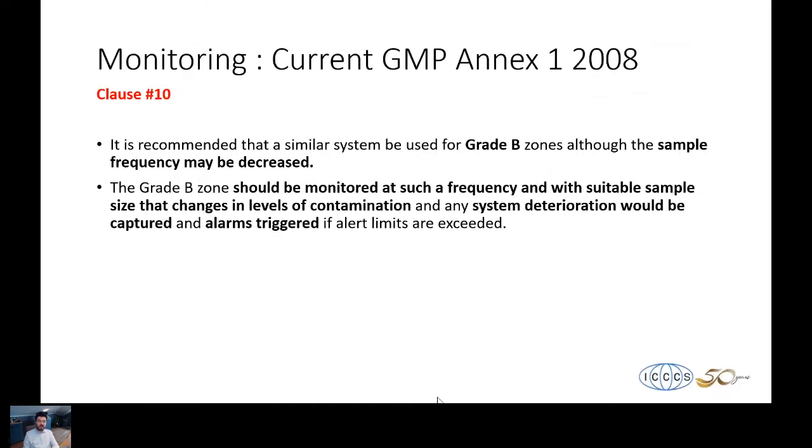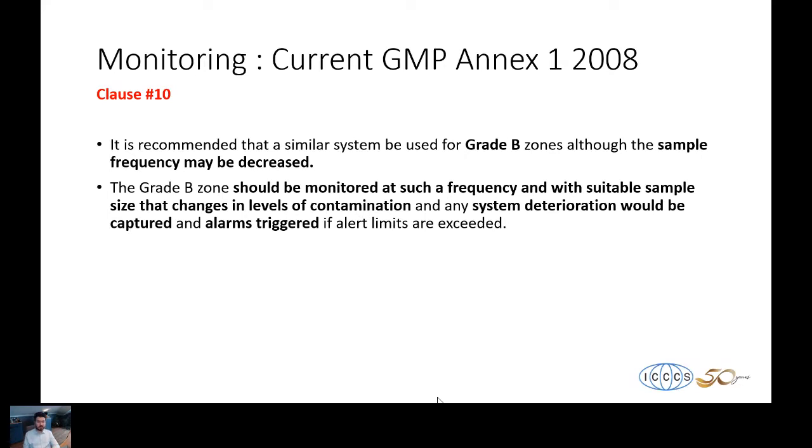So clause number 10, it's recommended that a similar system be used for grade B zones, although the sample frequency may be decreased. The sample frequency, the number of locations can be reduced, or the duration of sampling. Both are fine. We don't need to place a lot of particle counters around as in the grade A zones, but still we have to monitor, especially nearby our operators and the return air, based on our risk assessment.